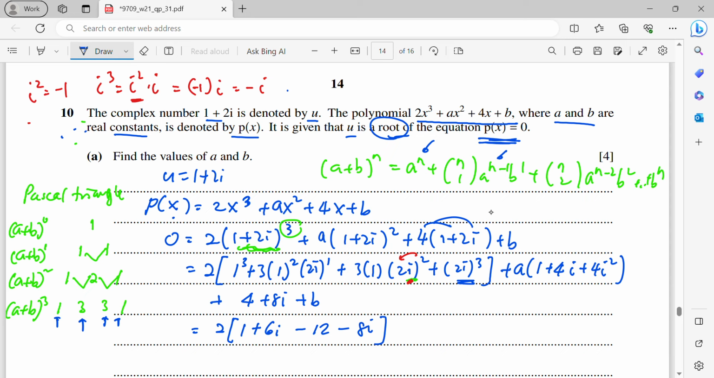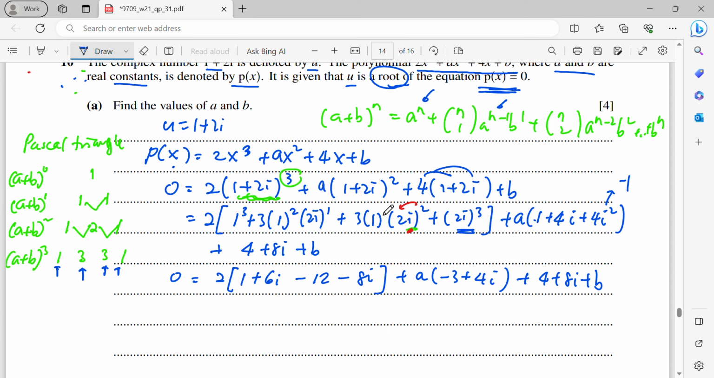Alright, so then plus a. So remember, this i squared is minus 1. So 1 plus 4 times minus 1, it will be minus 3. Then plus 4i. Alright. Then now the last three terms you can just simplify. I'll get 4 plus 8i plus b. Then all this equals to 0.